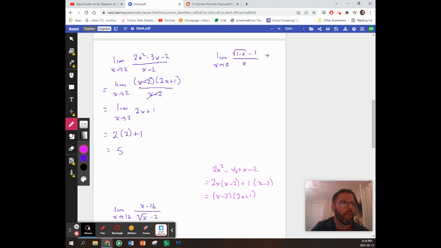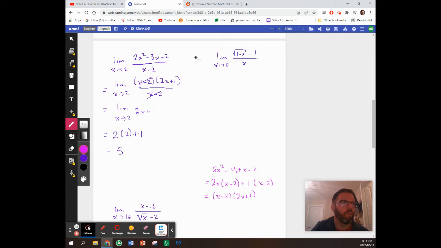Our second method was called rationalizing. Now, if you look at this expression involving radicals, if you plug 0 into the top, the root of 1 is 1. 1 minus 1 is 0. And on the bottom, plugging in 0 gives you 0. Again, this is of indeterminate form.